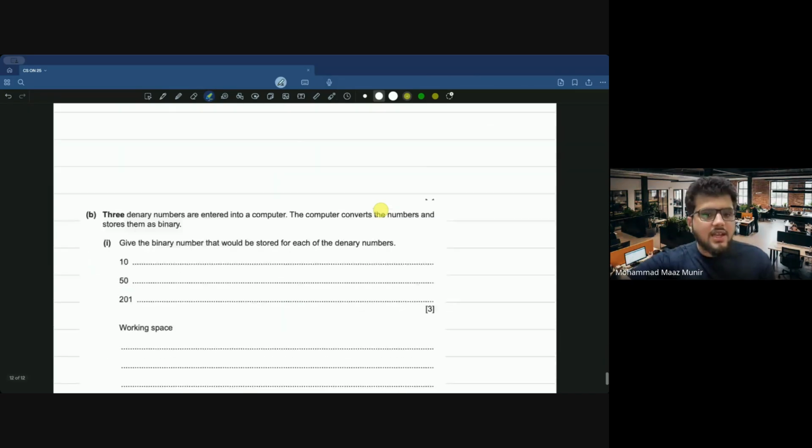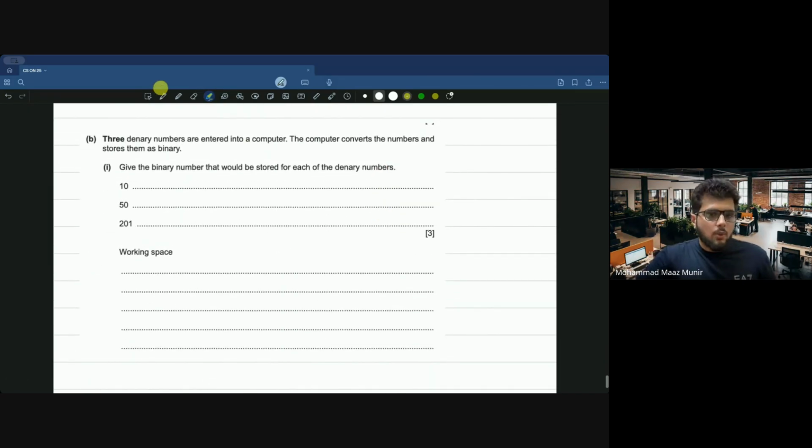Now, you will be getting an exam question like this. What's the question? Three denary numbers are entered into a computer. The computer converts the numbers and stores them as binary. Now, they clearly mention that it's a denary number. Yeah, you have to see it.